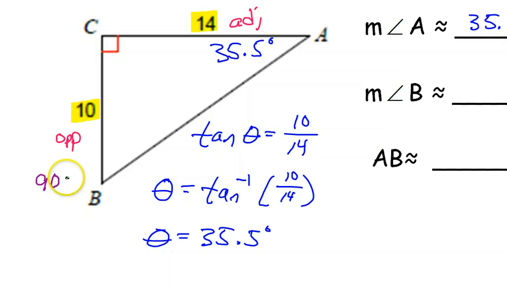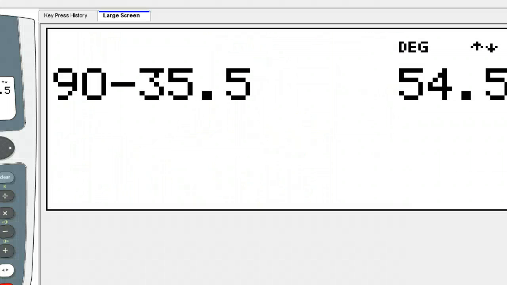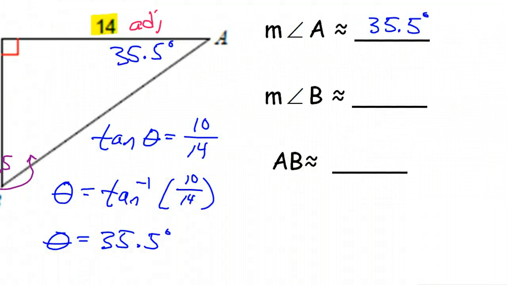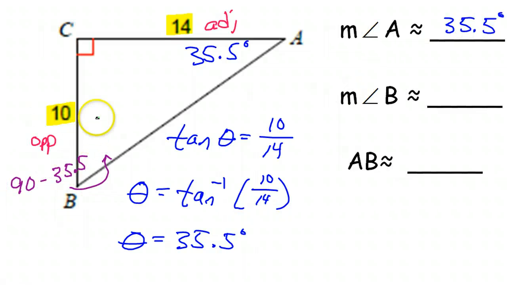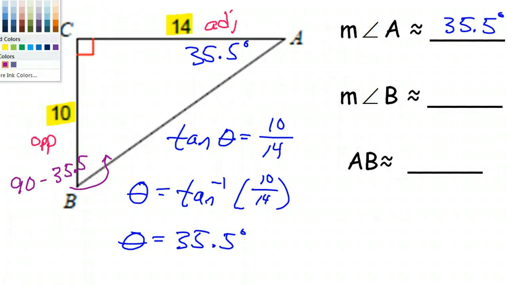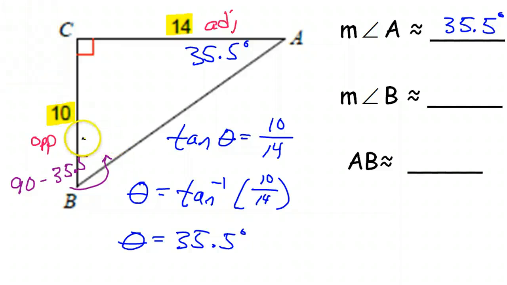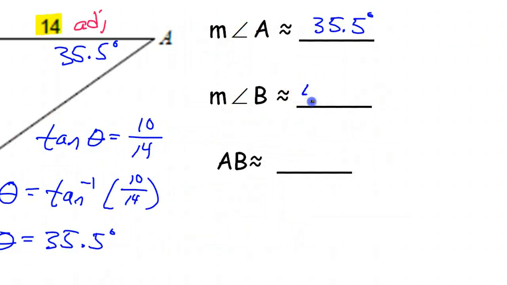So we can just do 90 minus 35.5, and that will give us angle B. That's 54.5. Okay, so that's what this is right here, and that's angle B. These two have to add up to 90.